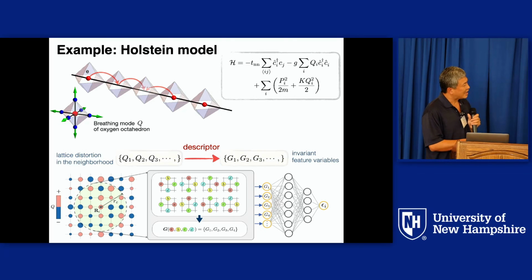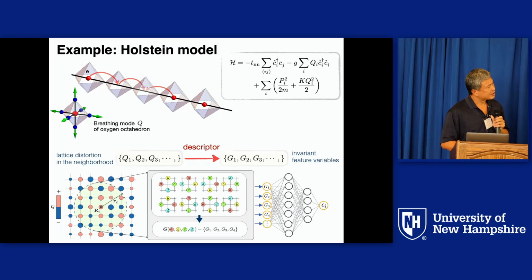So basically, the idea is, these Q variables are like the Brady mode of this oxygen octahedron, and we have this Q variable at every lattice point. And the descriptor essentially is to translate these Q variables within a finite neighborhood into some symmetry invariant feature variables. And so that means that you will obtain the same feature variables for different kinds of symmetry operations on the neighborhood.